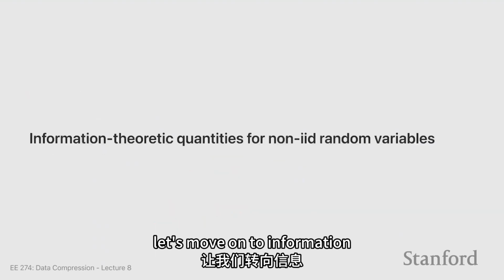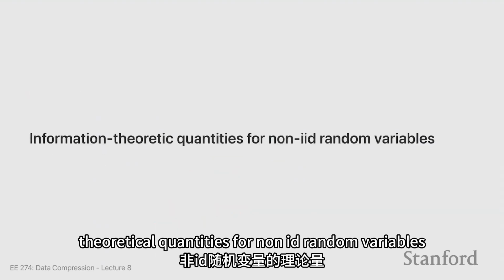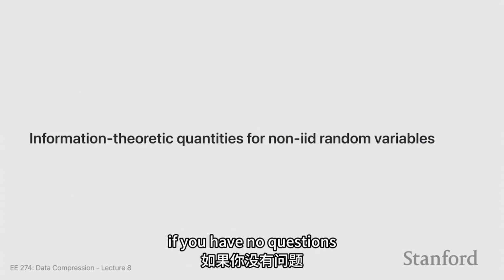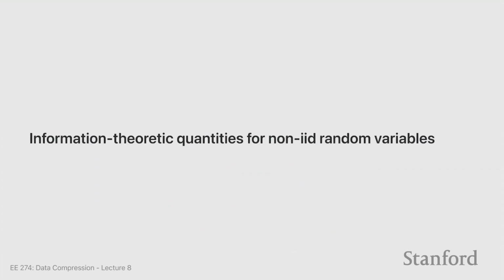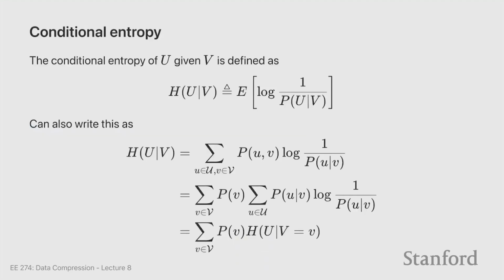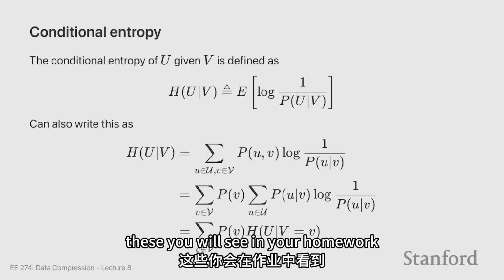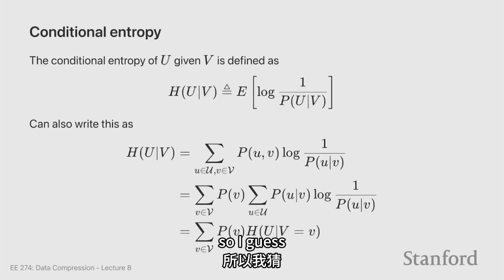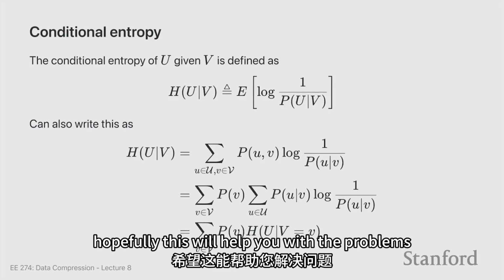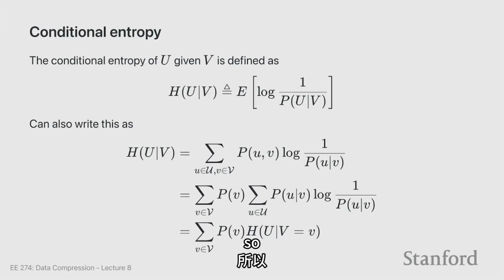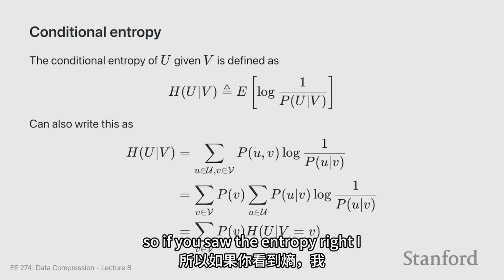Okay, let's move on to information theoretic quantities for non-IID random variables. If you have no questions. Right. These you will see in your homework. So I guess hopefully this will help you with the problems. So we saw the entropy, right?